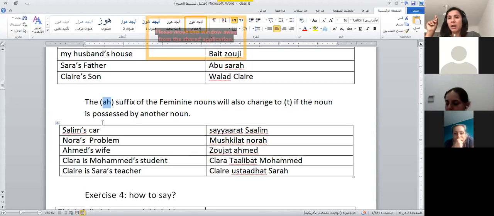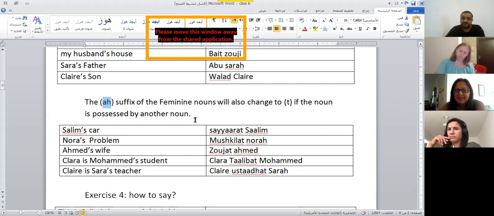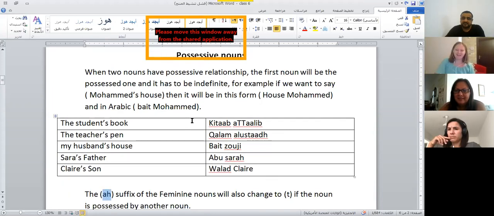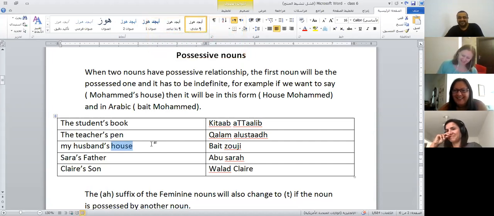Can we not make all the nouns masculine? Len, can we make all the nouns masculine? That would be so much easier. Forget about the ah on the end of the feminine ones. Just make them all masculine. That would be lovely, exactly.